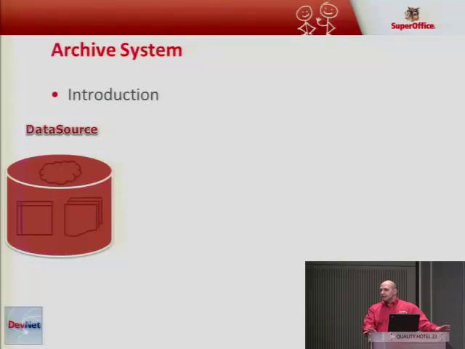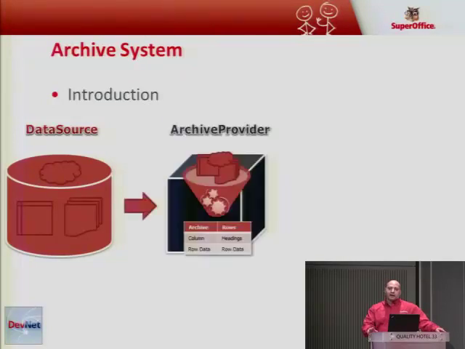You're basically getting data from somewhere and transforming it into a format that the archive controls understand. And archive controls understand columns and data, archive data, archive rows. That's the job of an archive provider, is to get that information from wherever it may be, transform it into basically rows of information, and then allow the control to display it.